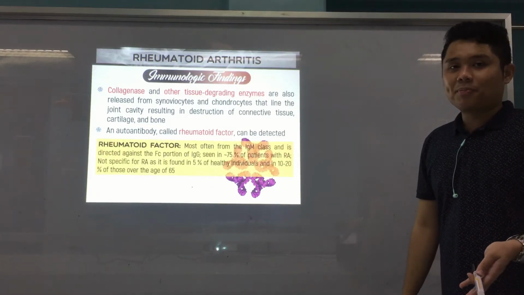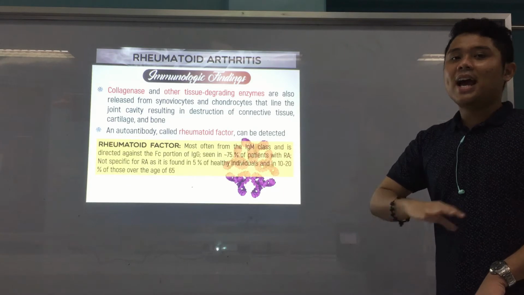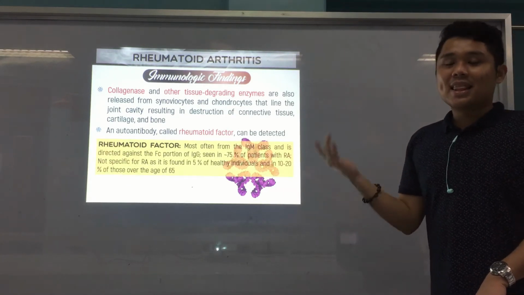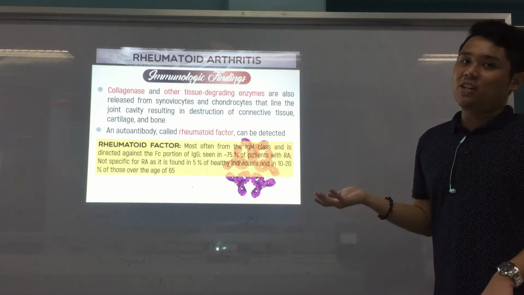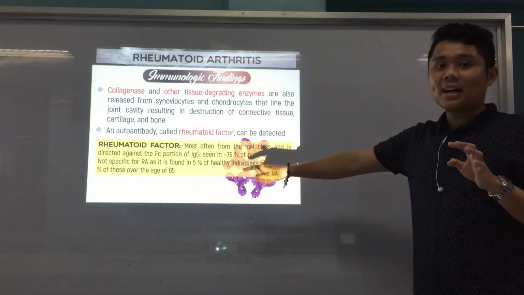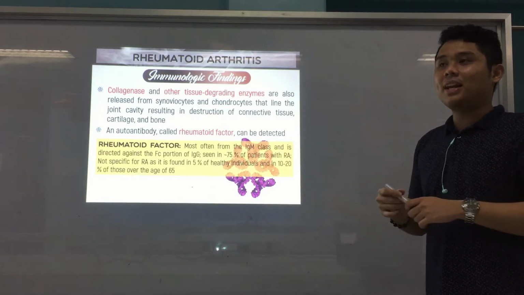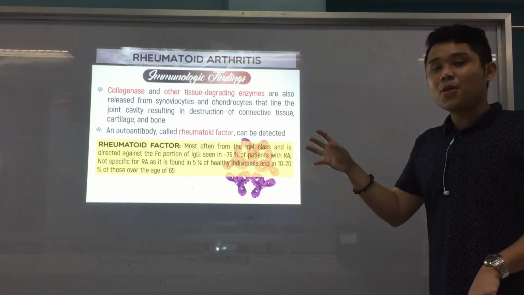Kaya hindi siya specific. Okay? Alright. Rheumatoid factor, again, on same composition or on same description, it's an IgM against the Fc portion of an IgG. Alright? So, visualize lang. So, IgM, gina-target niya ang IgG. Okay? So, it's an autoantibody. So, meaning, it's an antibody against another antibody.